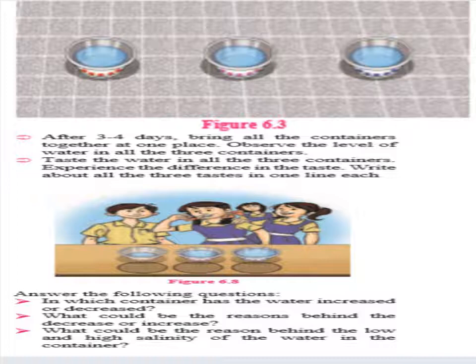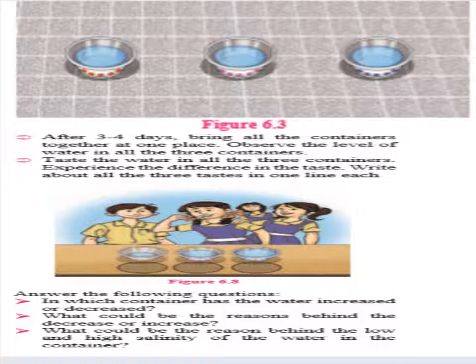Next is, okay, I'll tell you the answer. The water has increased in the container in which the fresh water was added. The water has decreased in the container which was kept in the sun outside because of evaporation. So children, you will write your answers. You will note down the points in your notebook after experimenting. What answers you get, you will write down. Next is what could be the reason behind the decrease or increase.